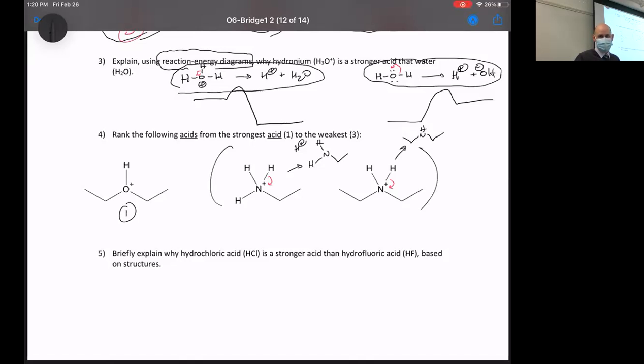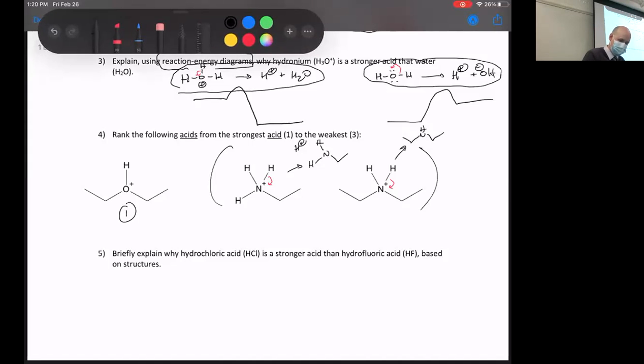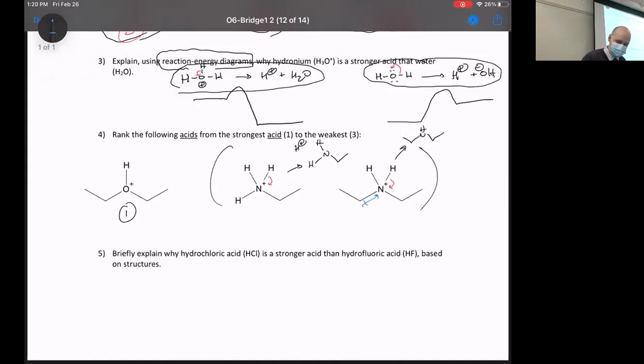So therefore, the most stable of these two would be the one on the right. It's a nitrogen with 2 carbon neighbors to share electrons, as opposed to a nitrogen with only 1 carbon neighbor to share electrons. So therefore, this would be more stable, and this would be relatively less stable when we're comparing these two to each other. So which one is more likely to react?